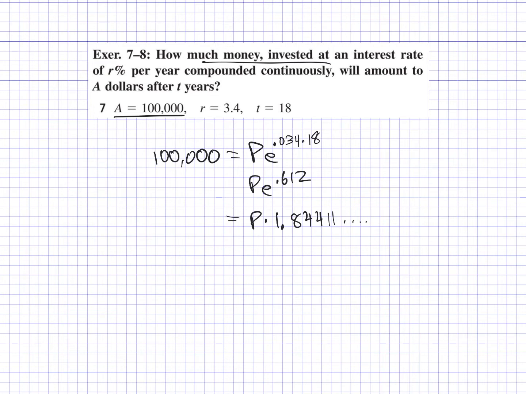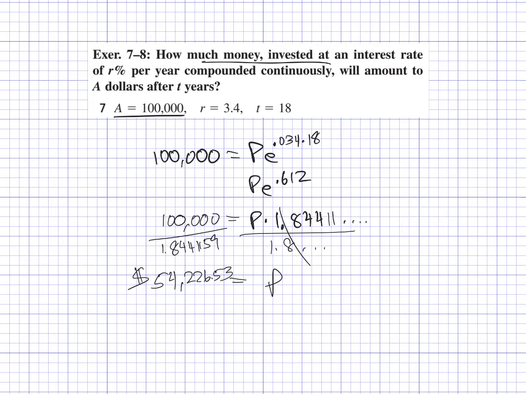We're going to divide off that 1.8, whatever it is. That's good enough, and that'll give us P. So those cancel out and give us P. So 100,000 divided by 1.8441159. So we have to invest $54,000 at 3.4%. And in 18 years, we'll have almost doubled our money.